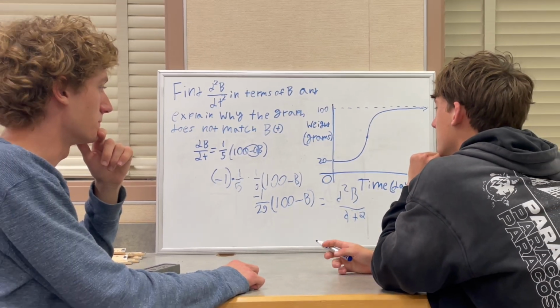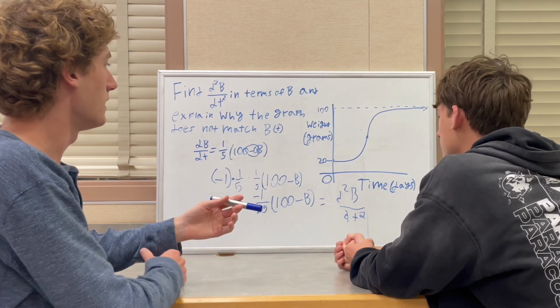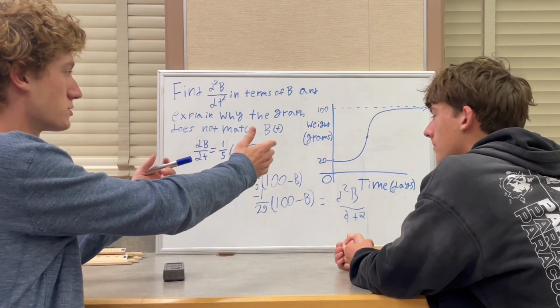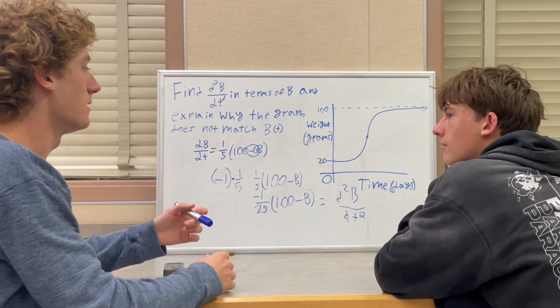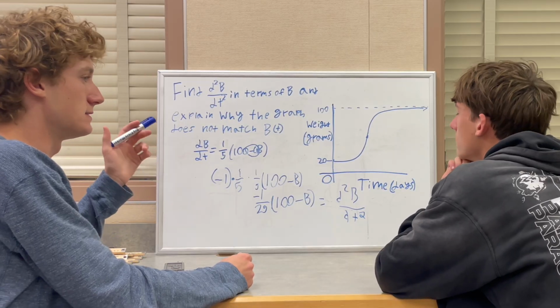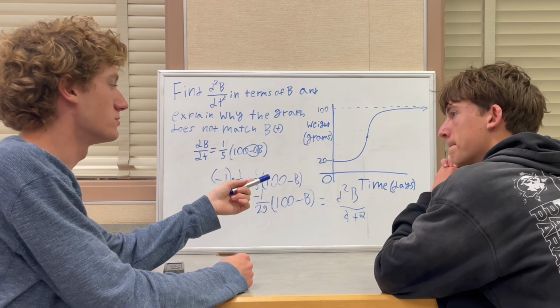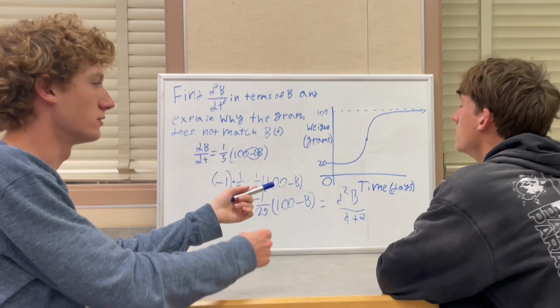I would say so. So congrats, you were right, and you managed to prove this graph incorrect in one sentence. As you can say, the second derivative is always concave down, and there are parts in the graph that are concave up. Therefore, the graph does not correctly align with b of t. Good job.